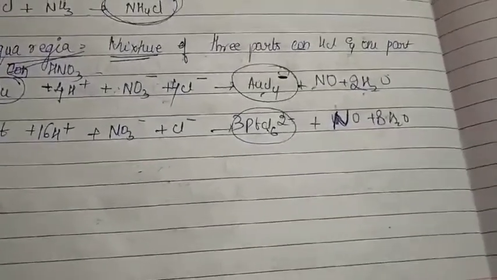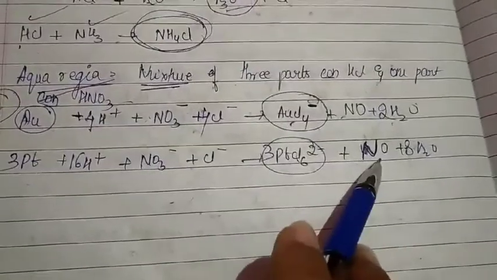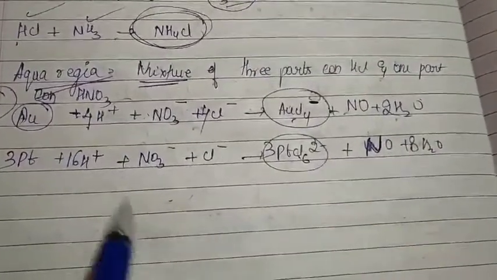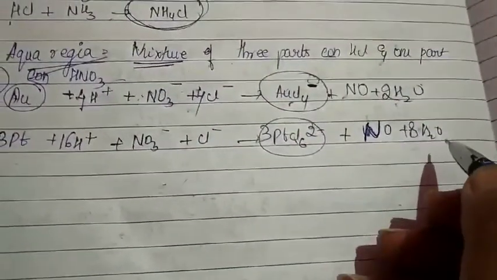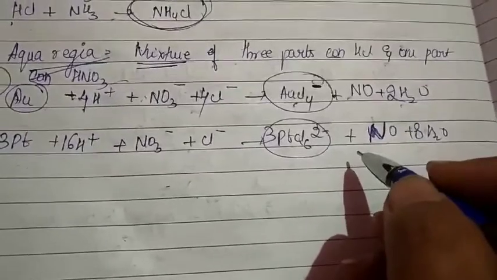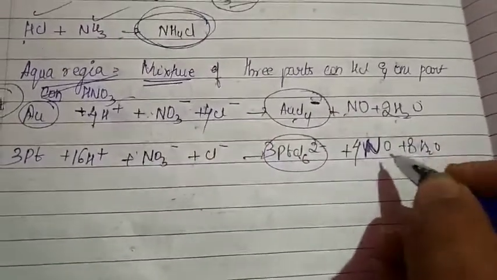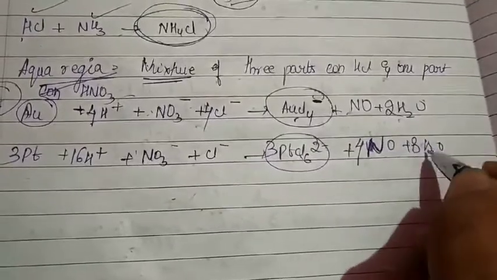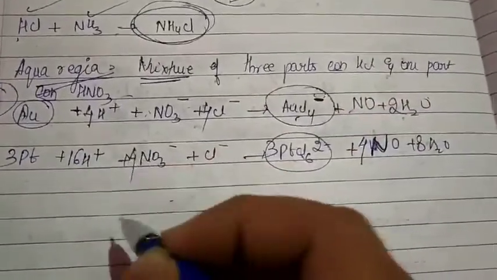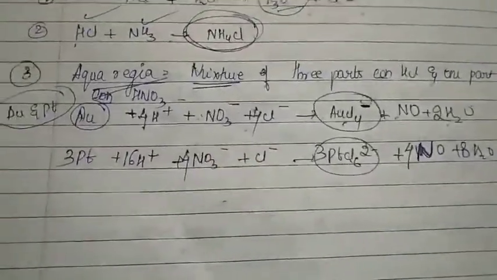What about your nitrogen? How many nitrogen? 1 nitrogen. What about your oxygen? 8 plus 1 is 9. Here only 3 is present. So 4 and 12, then I can put 4NO3 here. 4NO, so 4 plus 8 is 12. So here 4NO3. Are you able to understand? So basically this is the concept of your aqua regia.